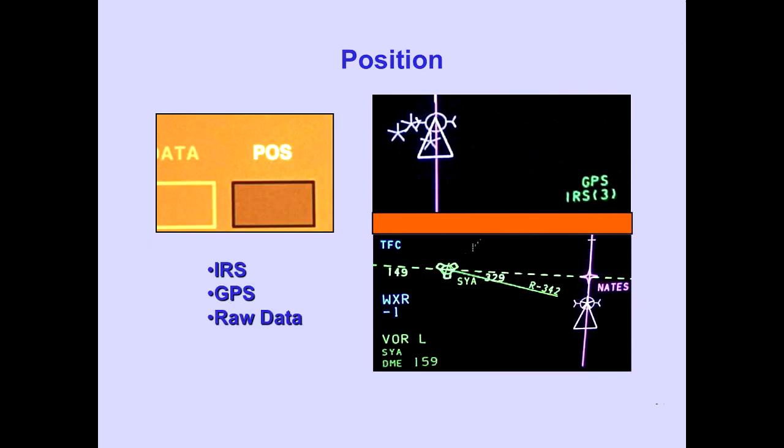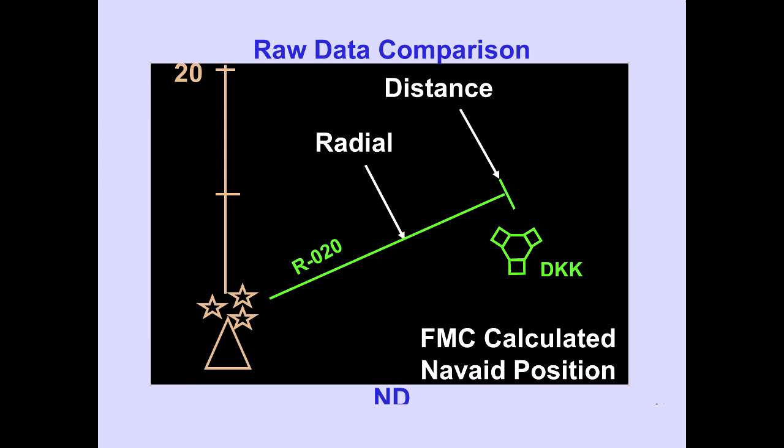When position is selected, the IRS positions are displayed by white stars. The GPS positions are displayed by a circle between two reverse arrows. When they are co-located, only one symbol is shown. Raw data radial and distance to the tuned stations are also displayed. Position map switch allows raw data radial and distance to be compared to the FMC calculated Navaid position.